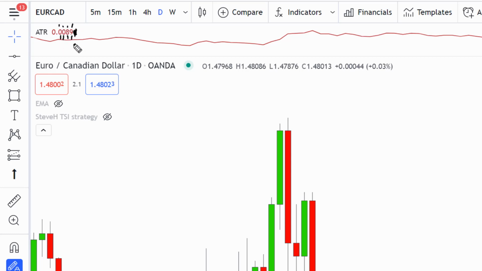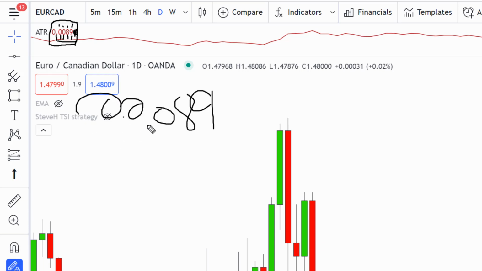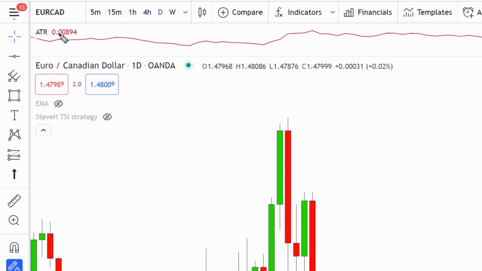So if that's the case, what would this be on the Euro Canada? This would be 89 pips because we're just looking at the decimal place and then we're counting over 4 to find our one single pip, which in this case is 9. 8 is in the tens, 0 is in the hundreds, and 0 is in the thousands, and 0 is in the 10,000s. So that is an 89 pip ATR, or average true range.